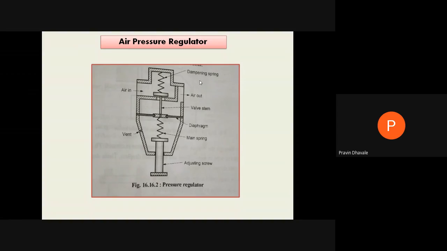Okay, in the next lecture you may draw this diagram. I will give you sufficient time.